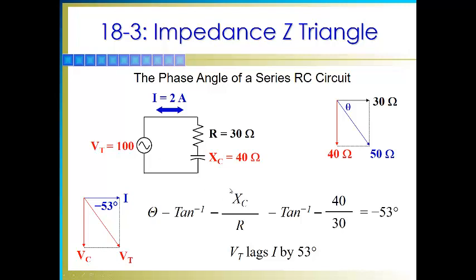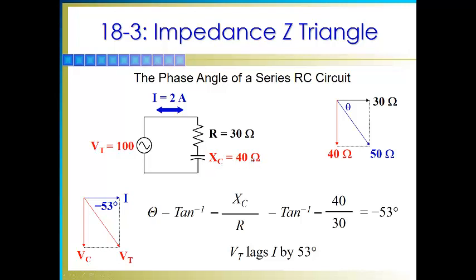All right, let's take a look at this example right here. The phase angle of a series RC circuit. R for resistors, C for capacitors, meaning that this circuit will have a capacitor and a resistor in it, right? The voltage source is providing a total voltage of 100 volts. The current is 2 amperes. The resistor has a resistance of 30 ohms, and the capacitor has a capacitive reactance of 40 ohms.